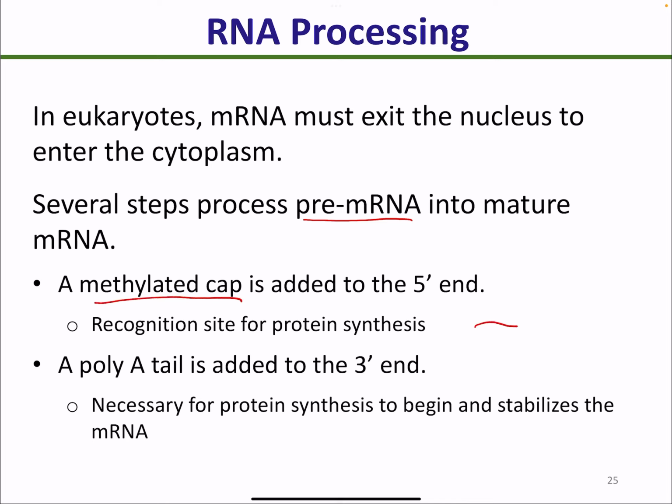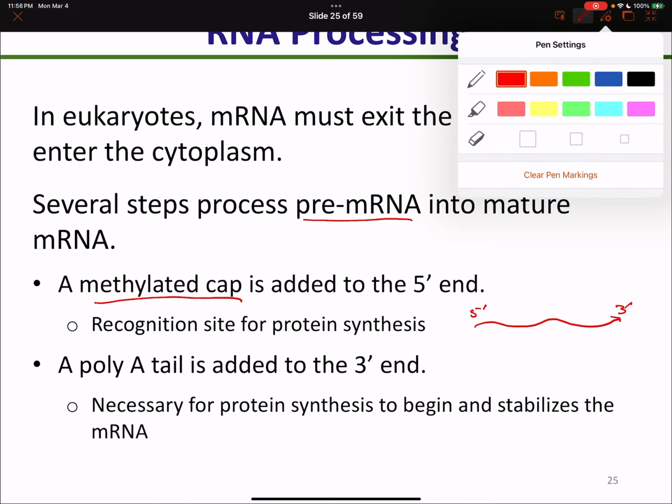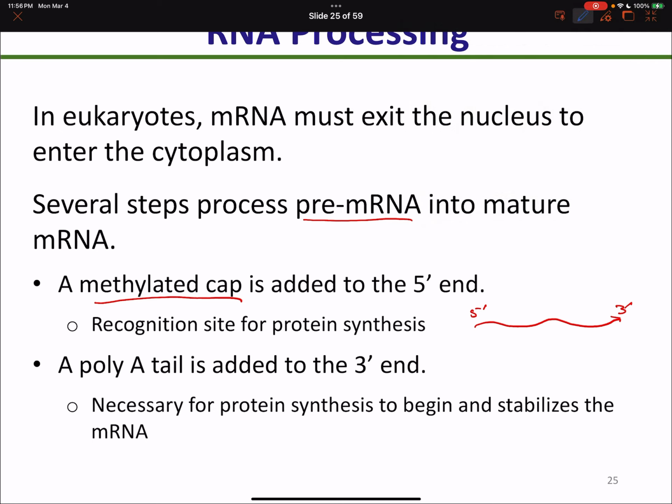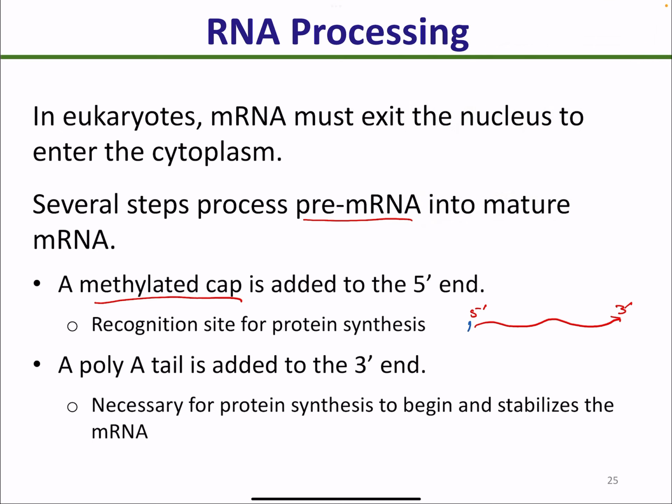So say this is your messenger RNA. This is the 5 prime and this is the 3 prime end, right? So you're going to have a cap that is going to be added here and another cap that is going to be added here. So these caps are there to protect the information right here, okay?